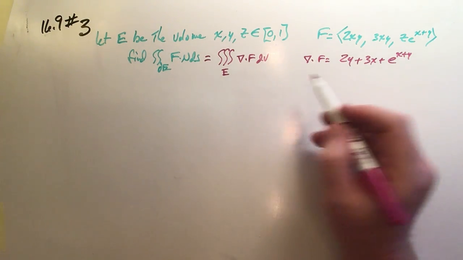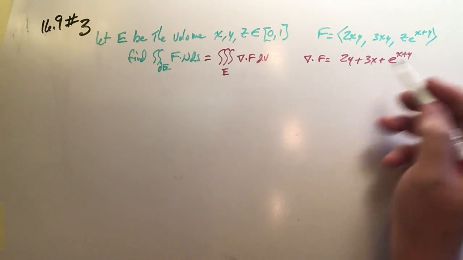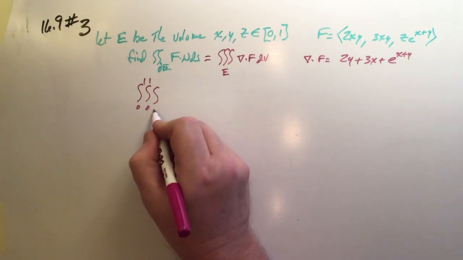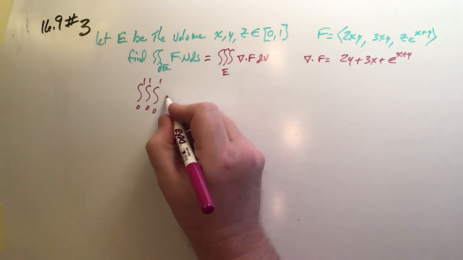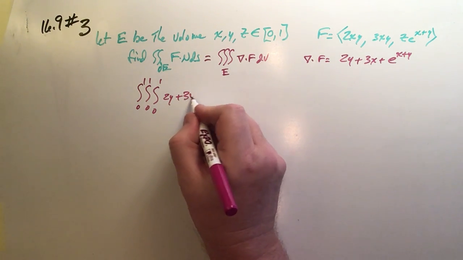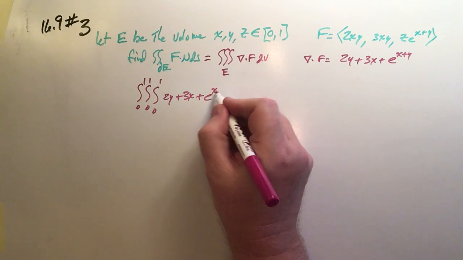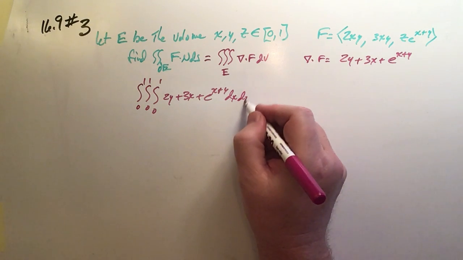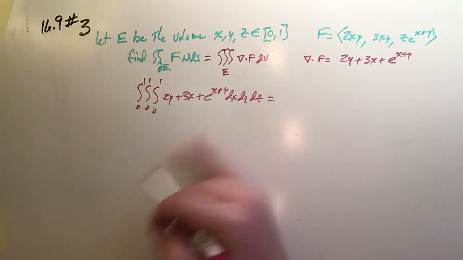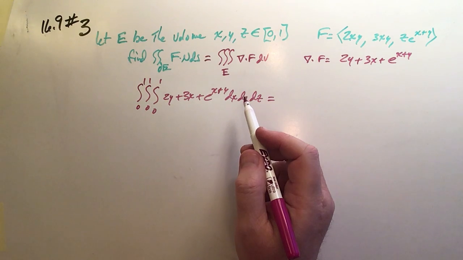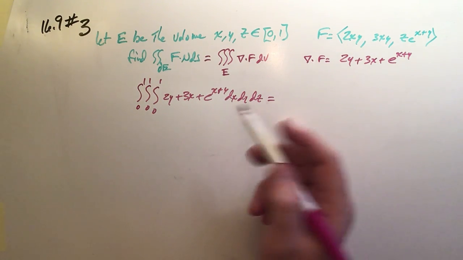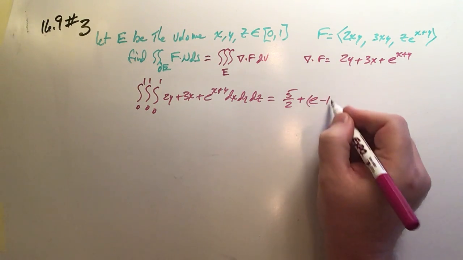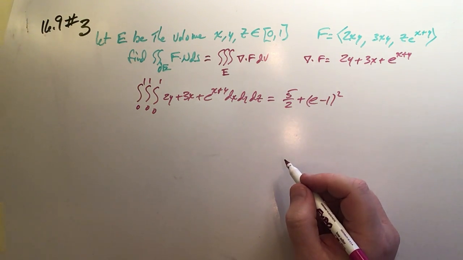Okay, we're going to do this then as a triple integral. There's no z, so we're just going to integrate this. All 3 are 0 to 1, so order doesn't matter. Our integrand is 2y plus 3x plus e to the x plus y, and that's dx, dy, dz. And once we do the work, we end up with 5/2 plus (e minus 1) squared. So it's not too bad looking in the end.